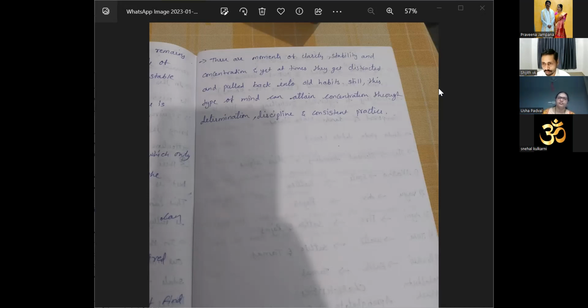How can you overcome this? With determination, discipline, and consistent practice. Abhyasa vairagyabhyam tannirodhah. By practice and detachment, you can do it. Abhyasena tu kaunteya vairagyena cha. This is what Krishna told to Arjuna.